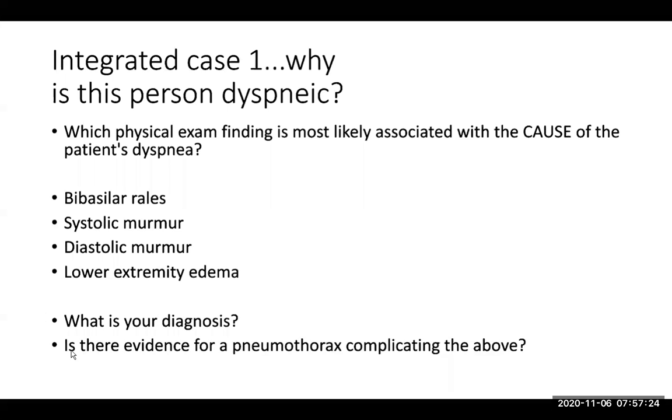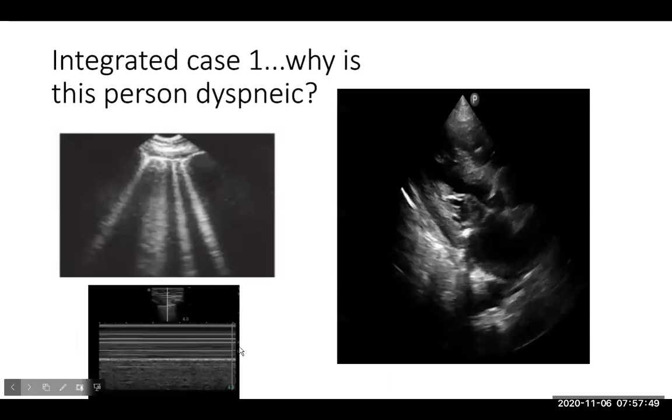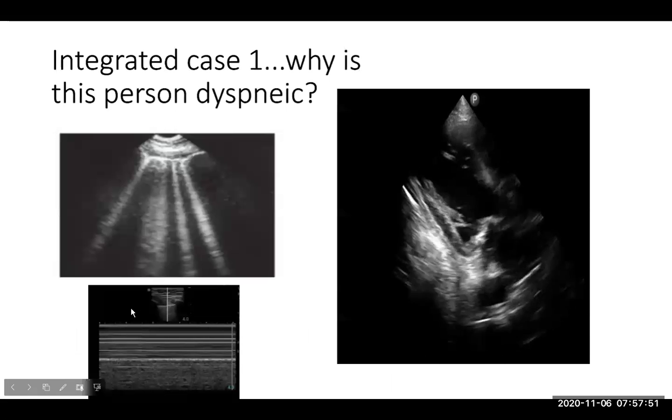And the question, this is just a side question. It gets back to that other lung, the M mode on the lung I showed you. Is there evidence for a pneumothorax complicating above? And remember, this is all data coming off your POCUS. This is not data coming from the echo lab at this point. This is data coming from the bedside. Let's go back and take a peek at that. So is there evidence for a pneumothorax complicating the above? Yes or no?